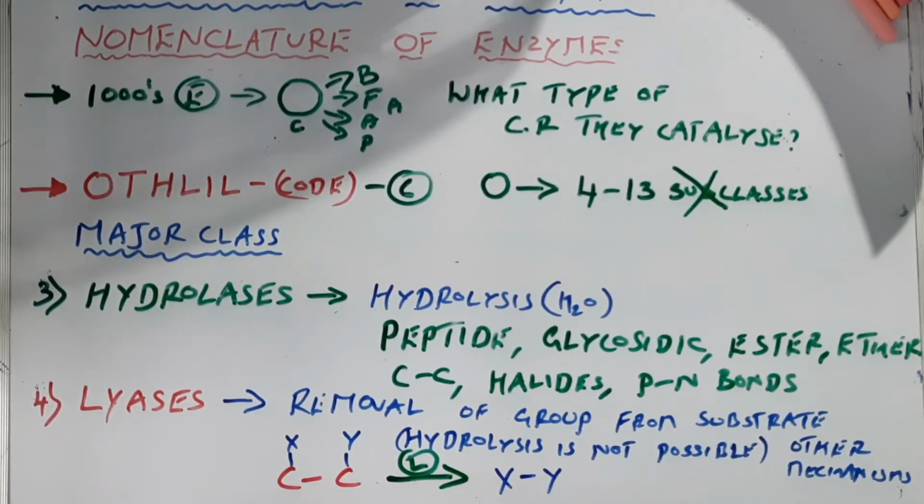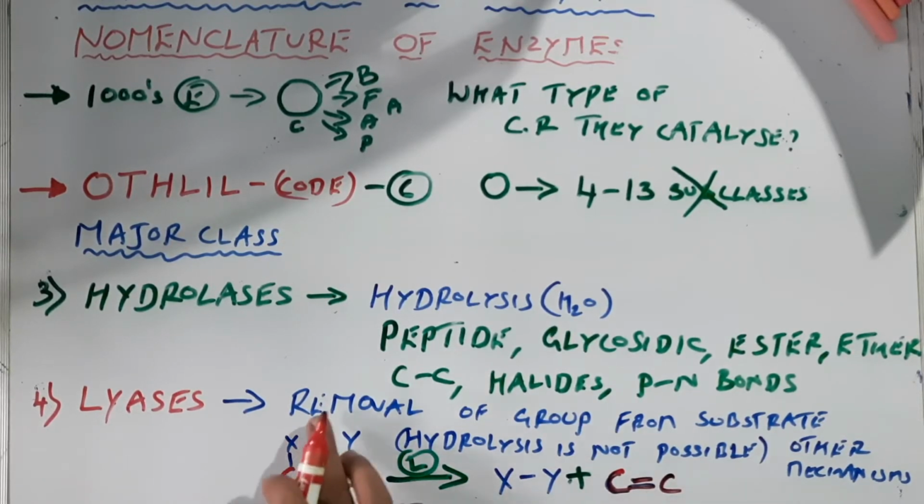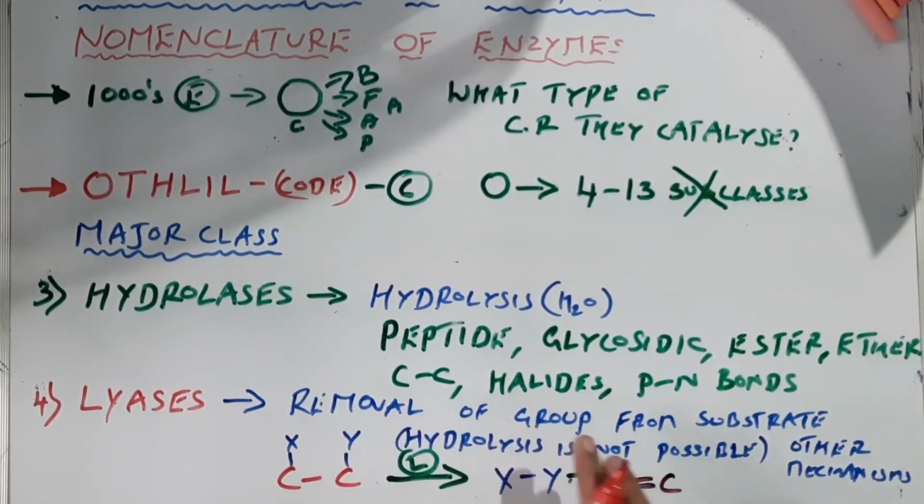You see the remaining C-C bond here. I should have used red color actually. Red color, C-C bond here, got it. But earlier it was having only a single bond, but in this case a double bond is there, correct? So that means I'm going to add one more statement here: removal of a particular group from the substrate other than by hydrolysis, using other mechanisms, leaving double bonds. So we'll just add here.